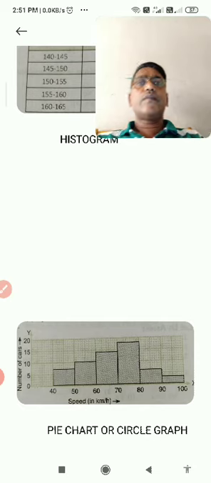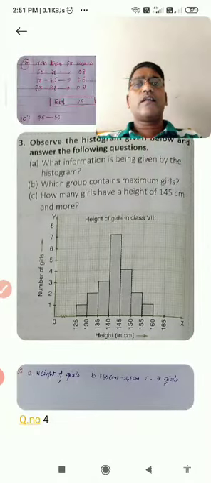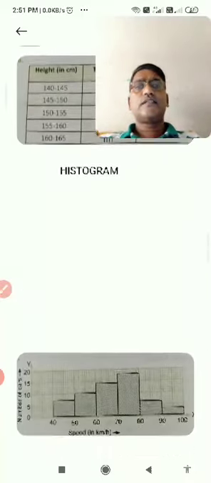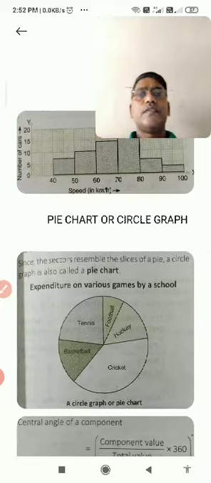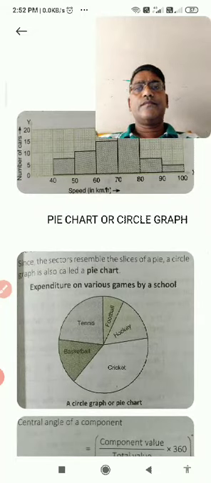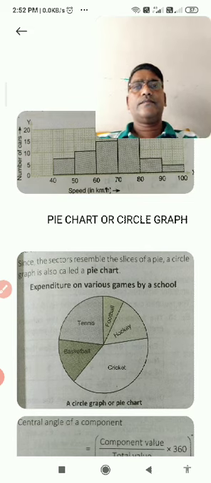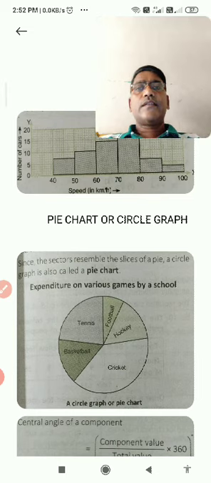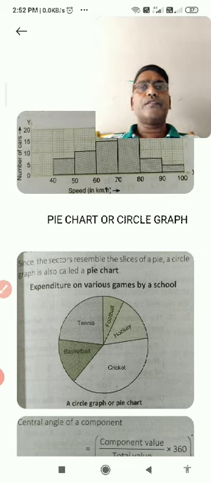Now next topic, we are going to see how to interpret the data in the pie chart. Pie chart is called the circle graph also. See, it is in the form of a circle. We are dividing the circle into some parts according to the questionnaire data. The sectors resemble the slices of a pie. A circle graph is also called a pie chart.